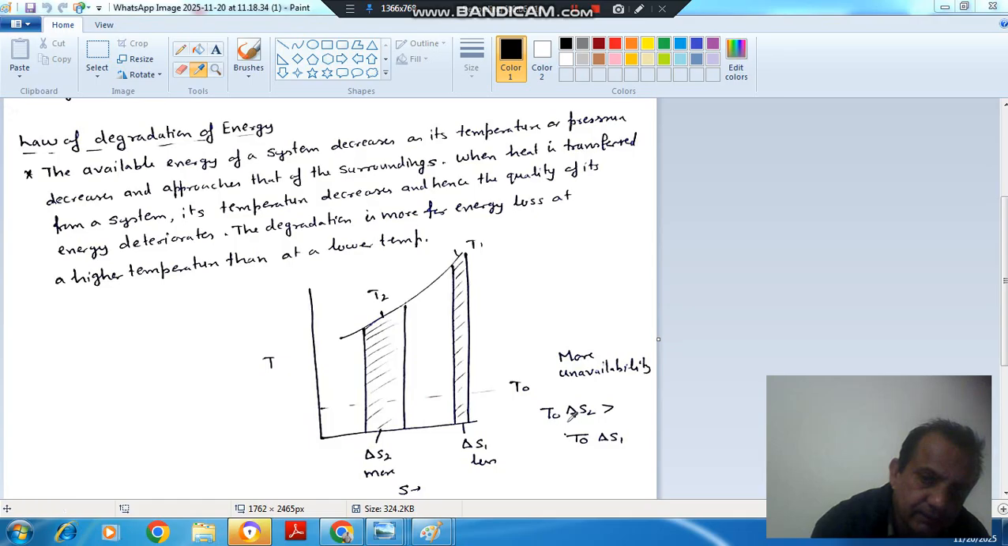As we can see, here we have more unavailability as compared to this, because delta S1 is lower than delta S2. So here there is already more unavailability, and the availability is more here. If this energy is lost, then we have lost more available work. So this is the law of degradation of energy. Heat at higher temperature is more useful as compared to the same heat at lower temperature.